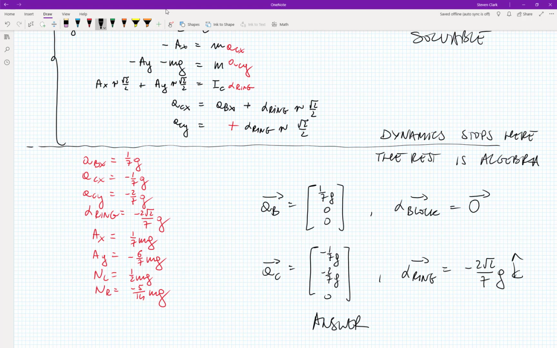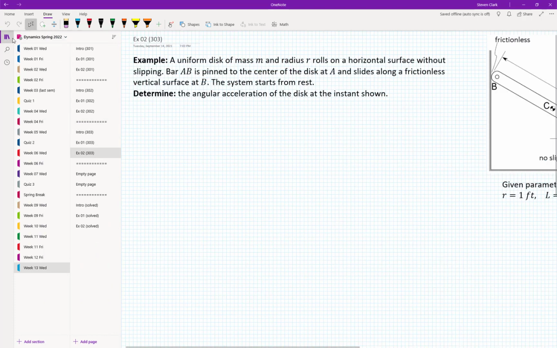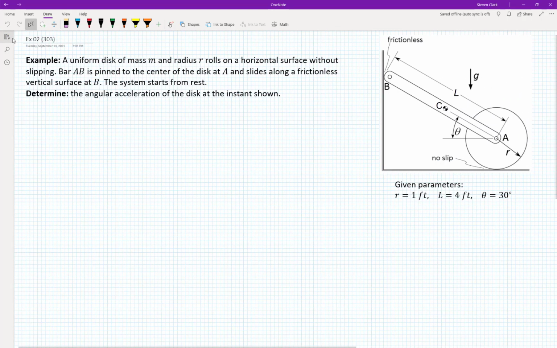So what now? Questions or example number 2? Everything is good? Okay, so let's do example number 2. Here it is. Here is example number 2. So please take a couple of seconds to read and understand the problem statement.